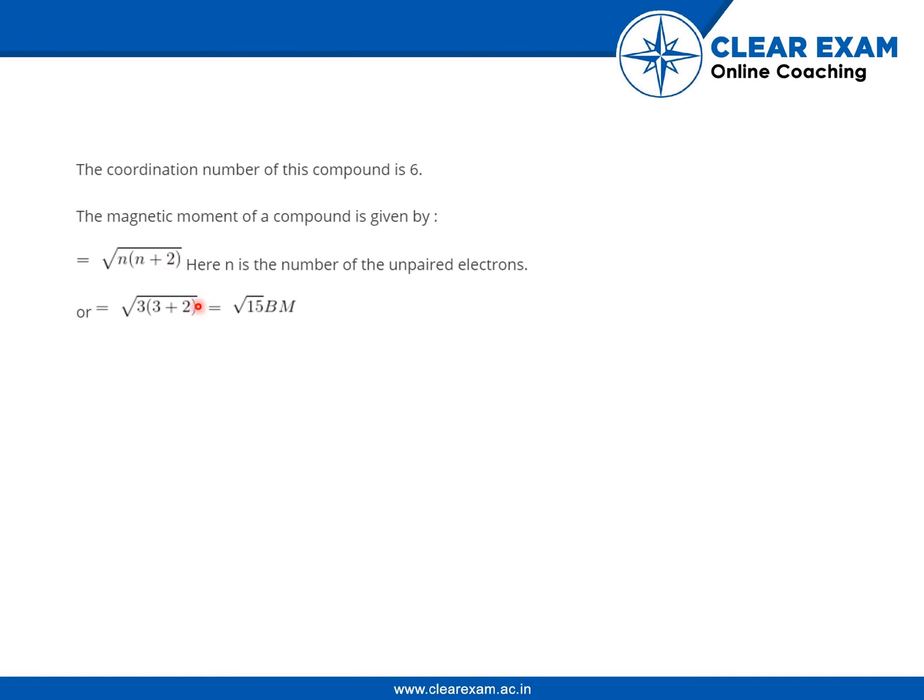As it is 3d3, these 3 electrons will be present in different t2g orbitals, so the net unpaired electrons will be 3. The magnetic moment of the compound is given by root of n into n plus 2, where n is the number of unpaired electrons. So again 3 into 3 plus 2 giving rise to root 15 Bohr magneton. Again, the stereochemistry was given here.